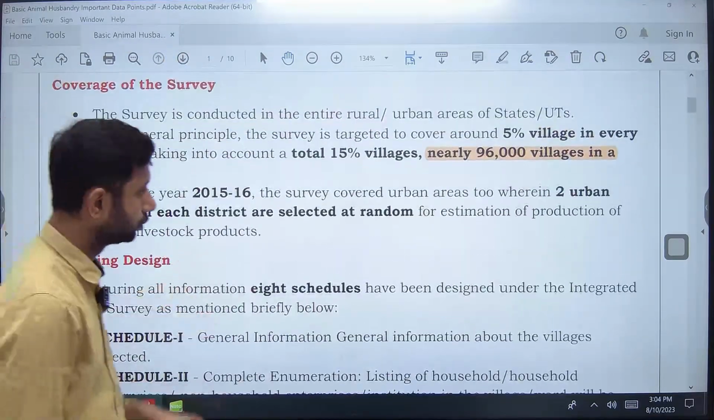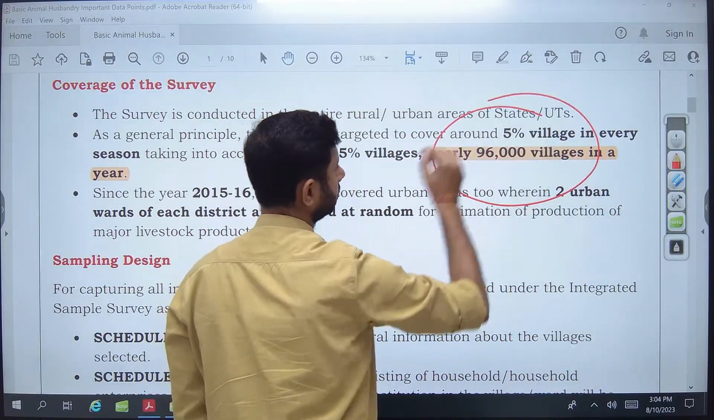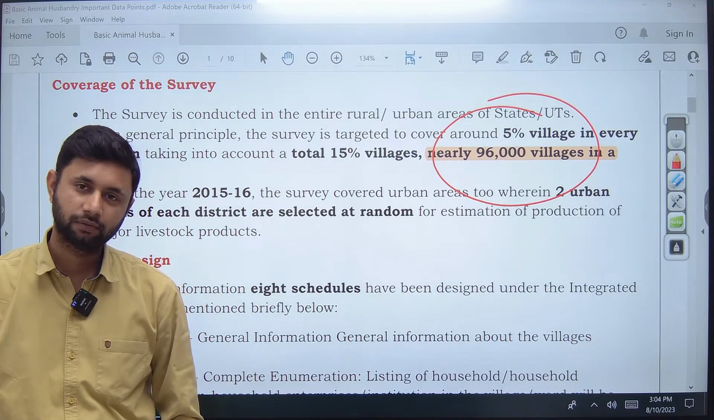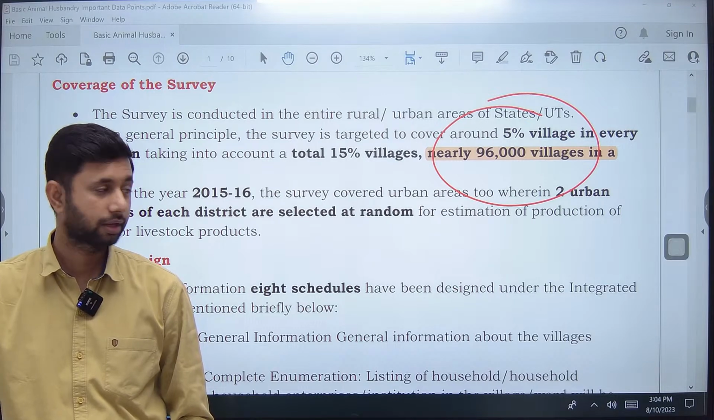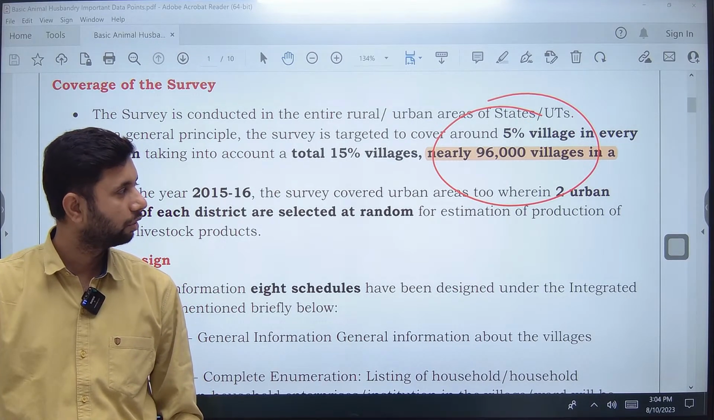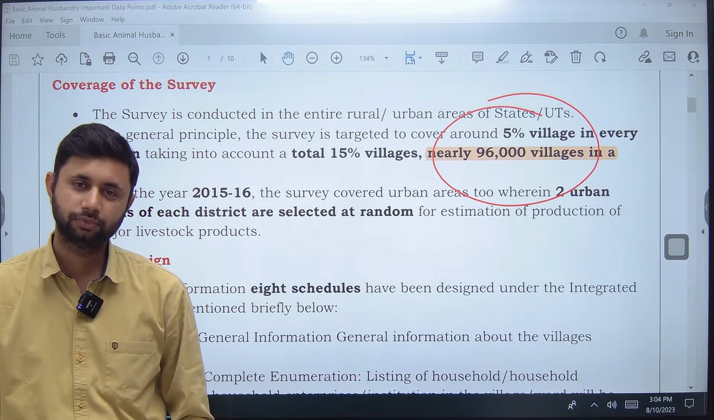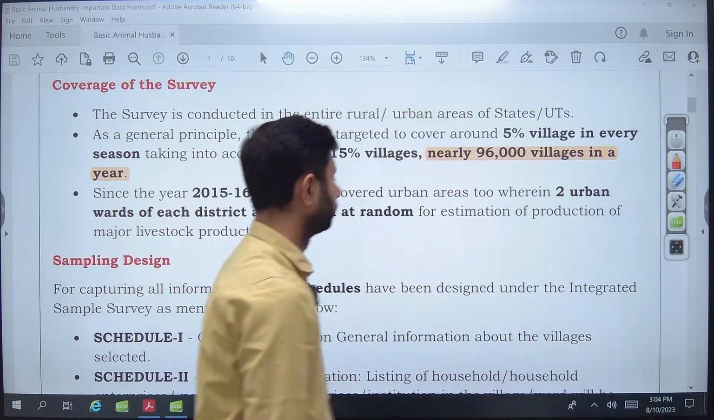To know the extent, so that many villages they have covered to compile this animal husbandry statistics data. So have a brief knowledge about the number of villages also. 96,000 villages the data has been taken from.